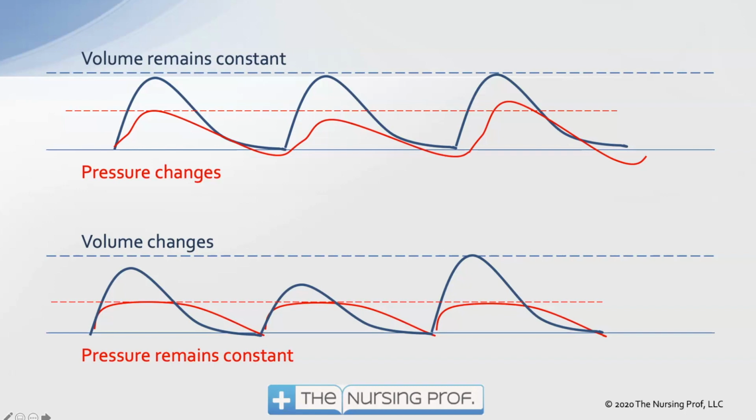In pressure control ventilation, that's the graph at the bottom, you'll notice that the pressure remains constant. Each pressure curve is the same, but look at the volume curves. One is taller, one is smaller, one is all the way up to the top. So the volume is changing with each breath.